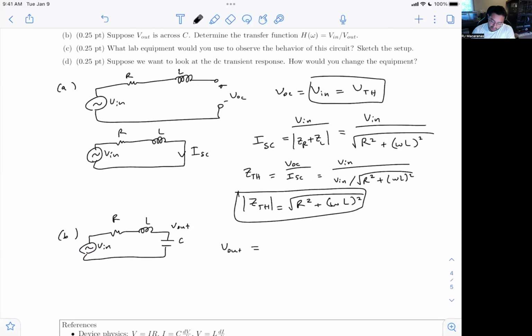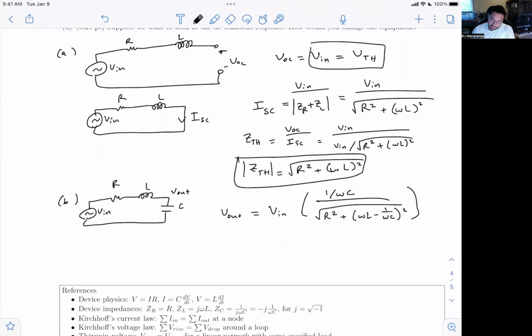V out is a fraction of V in, and we're looking at across this guy, but we're applying V in across this entire network, right? So this whole impedance is the square root of R squared plus (omega L minus 1 by omega C) squared. And so that gives us our V out in terms of V in, importantly.